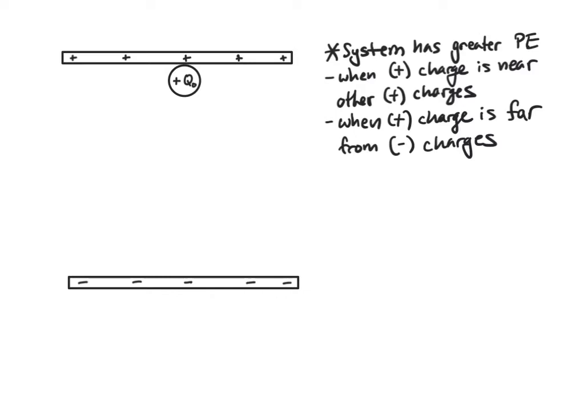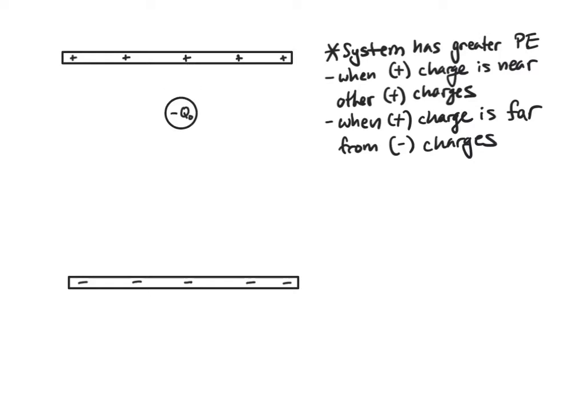Let's consider replacing our test charge with a negative charge instead. If we leave this charge up here, well, it's going to be attracted to these positive charges right next to it and repelled by these negative charges far away, and it's not going to go anywhere. It's already as far as it can go. It's already right up against this positive plate. And so there's actually no work that can be done on it. It's stuck. So it has very little potential energy right now.